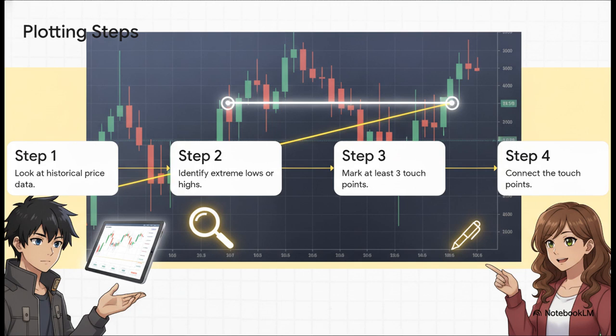First, pull up your historical data. You really want to use a candlestick chart here because line charts totally hide those vital intraday price swings. Second, scan for extreme highs or extreme lows. Third, you want to identify at least 3 separate occasions where the price touched this level and then reversed. And finally, step 4, just draw a line connecting those touch points.